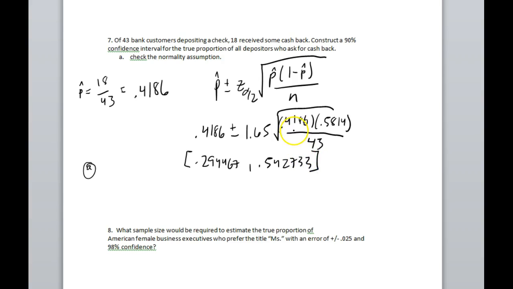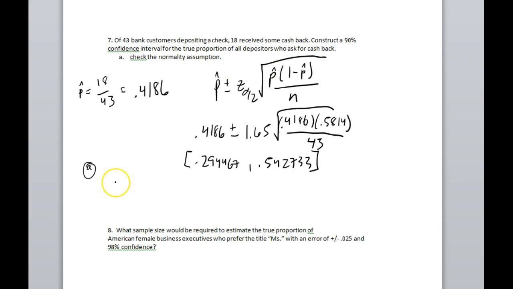So this is to say that we have 90% confidence that the true population proportion is going to be between 0.29-ish and 0.54-ish. That's based upon this small sample size and the p hat that we were given.